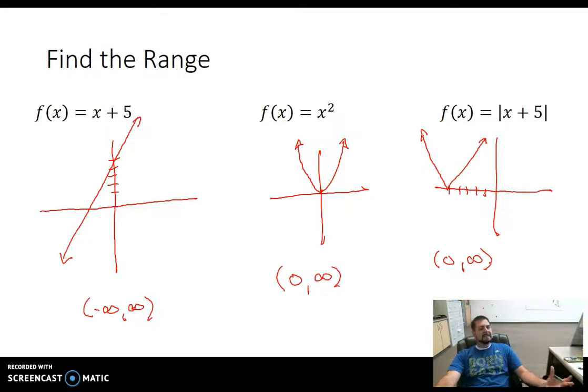Hopefully that made sense. Domain's a little bit easier to do by hand. Range is a little bit easier when you use your calculator. But for both of them, just don't forget, domain is always all of the x values or all of the inputs, and the range is all of the y values or all of the outputs.